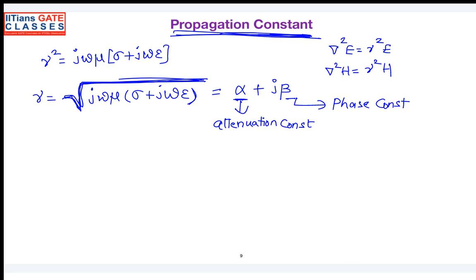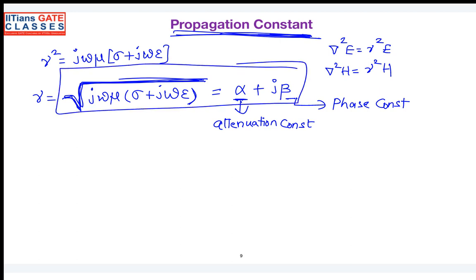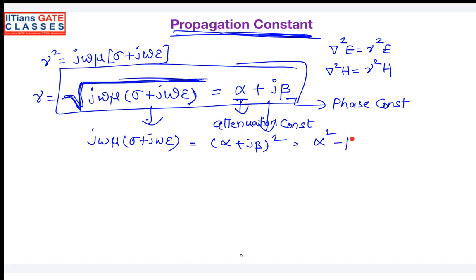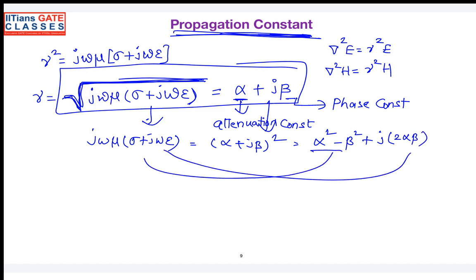Take this equation and square both sides. You are going to see j omega mu into sigma plus j omega epsilon is equal to alpha plus j beta whole square. This is the same as alpha square minus beta square plus j into 2 alpha beta. Now compare the real part and the imaginary part and find the values of alpha and beta. I request everybody to do this derivation and share the explanation in the WhatsApp group.